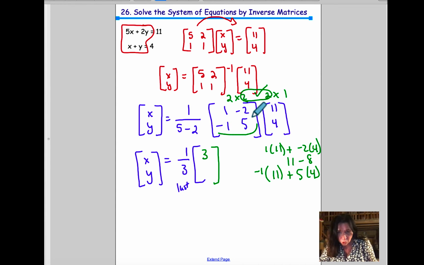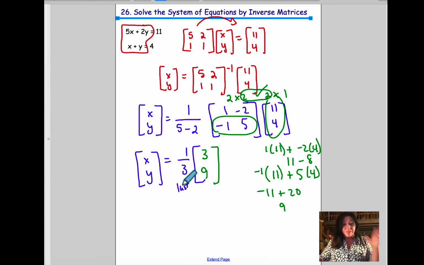Do you guys see that? Row by column. So I'm going negative 1 times 11. So I'm multiplying those two and then adding 5 times 4. So that makes negative 11 plus 20, 9. And then 9 goes here. So cool. And then you're going to go x, y.